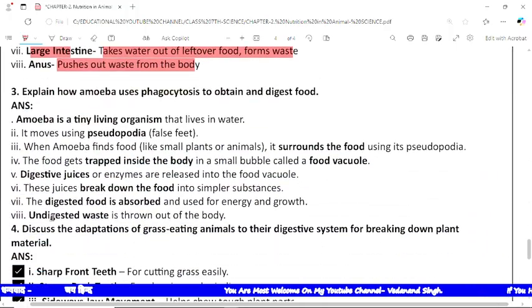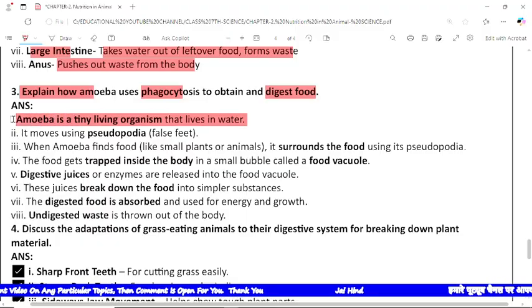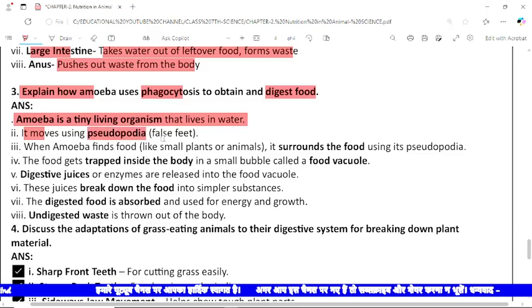Now the third question is: explain how amoeba uses phagocytosis to obtain and digest food. The answer is: amoeba is a tiny living organism that lives in water. Generally, amoeba lives in water. That is written here. Now, this is the first point, and the second point, it moves using pseudopodia. The false feet are known as pseudopodia.